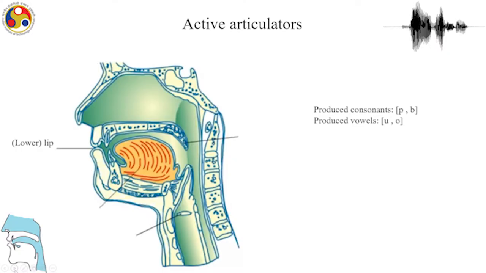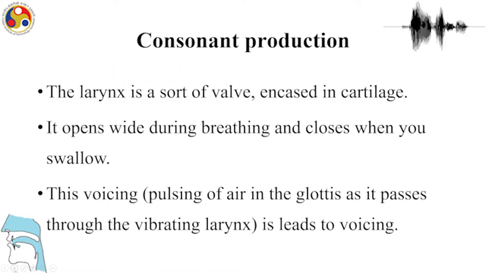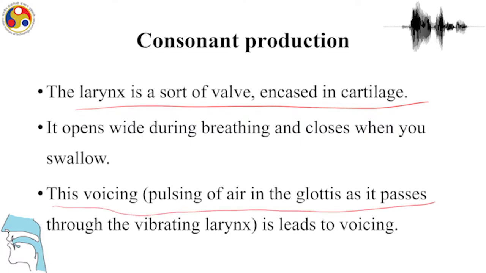Now, these are the active articulators, which are the articulators that can move in a certain direction to produce the articulation. We have the tongue, the lower lip, which can move, the uvula can move, the glottis can move, etc. We have studied quite a bit about the role of the larynx, which is like a valve. It's encased in cartilage. It opens, it vibrates and gives a particular quality to the sounds that we produce. This voicing is produced as a result of the vibration of the glottis, and the air which passes through the vibrating larynx leads to voicing. So this is very important in understanding sounds.